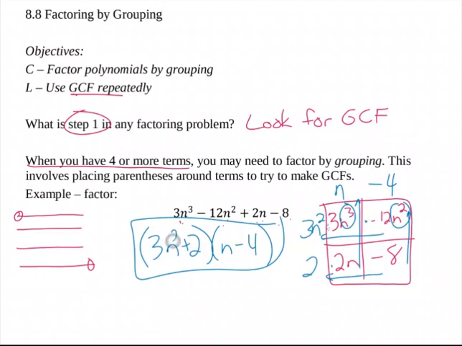So that means my answer here is 3n squared. So 3n squared plus 2 times n minus 4, that's our answer. Okay, so watch out. Sometimes we can make simple mistakes with our exponents.